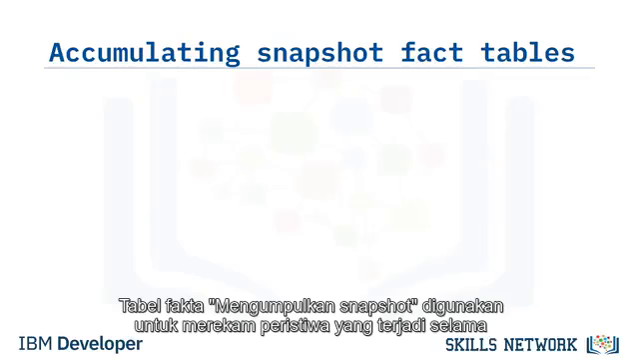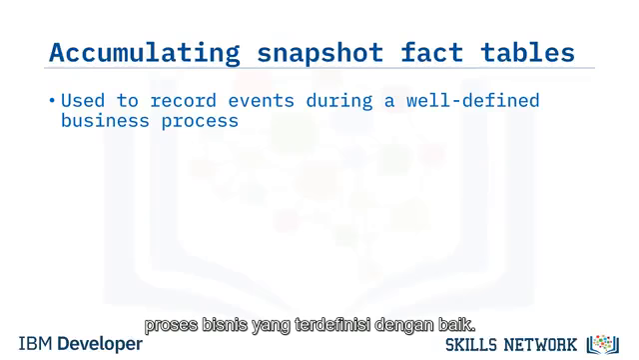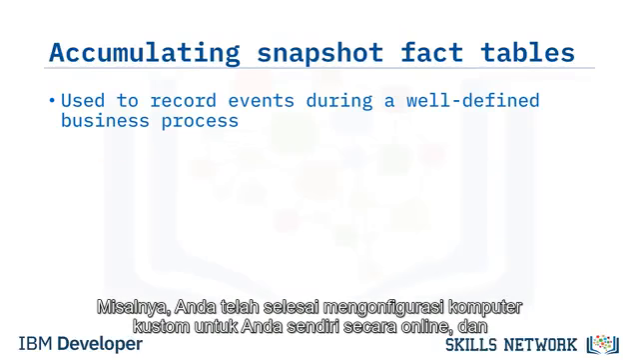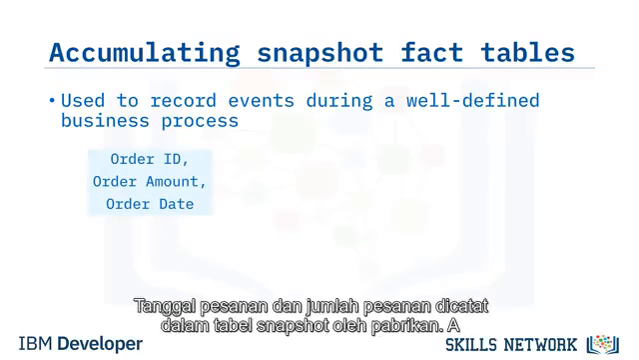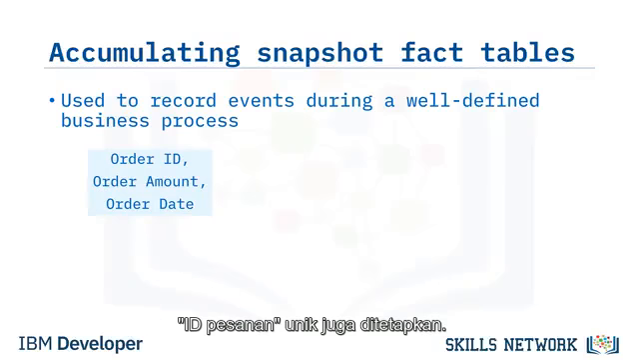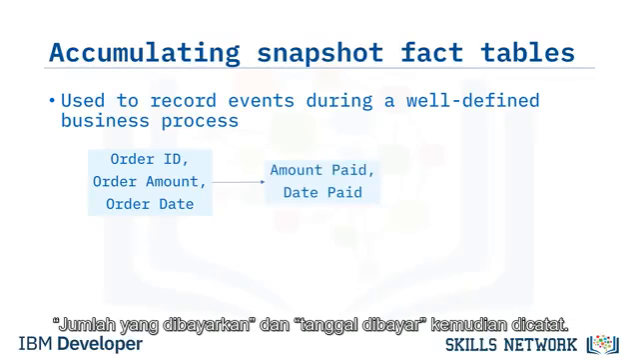Accumulating snapshot fact tables are used to record events that take place during a well-defined business process. For example, suppose you have finished configuring a custom computer for yourself online and you have just placed your order. The order date and the order amount are recorded in a snapshot table by the manufacturer. A unique order ID is also assigned. Once your order is verified, your payment is processed. The amount paid and the date paid are then recorded.